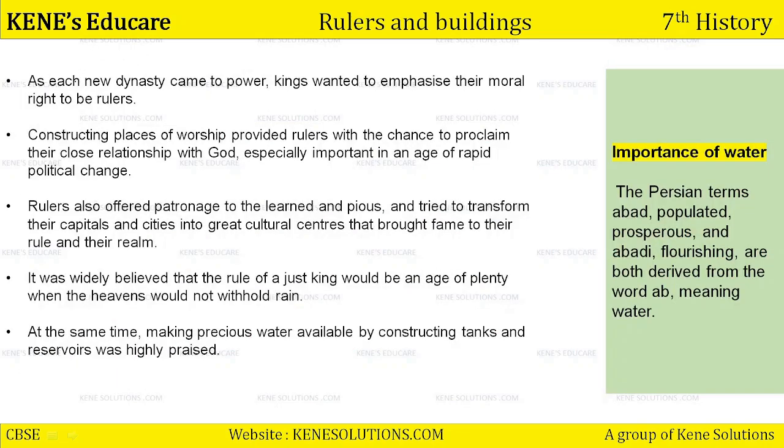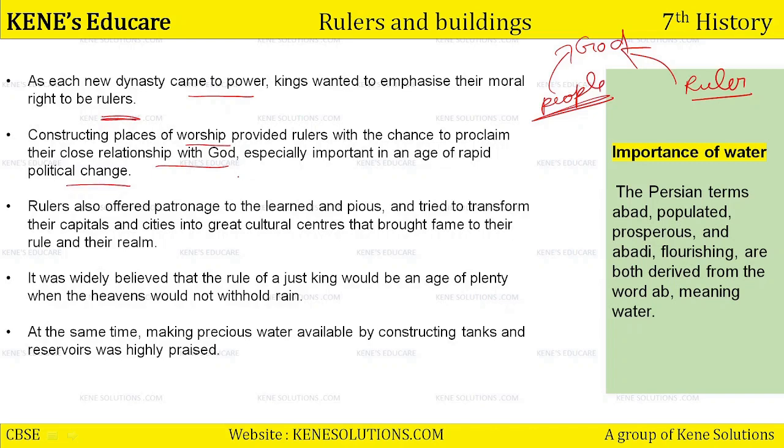Now the very important point is that as each new dynasty came to power, kings wanted to emphasize their moral right to be rulers. Constructing places of worship provided rulers with the chance to proclaim their close relationship with God, because people are connected to God, and if you want to impress the people, you also have to show people that you are also connected to God. Correct? So constructing places of worship provided rulers with the chance to proclaim their close relationship with God. Especially important in an age of rapid political change. A change, basically a period where a lot of change happened in the power of the throne, right? Lots of dynasties, rulers, regions, conquering everything, annexation, all these things kept happening in that period of the 8th to 15th century. So especially in that period of time, rulers majorly emphasized constructing places of worship.